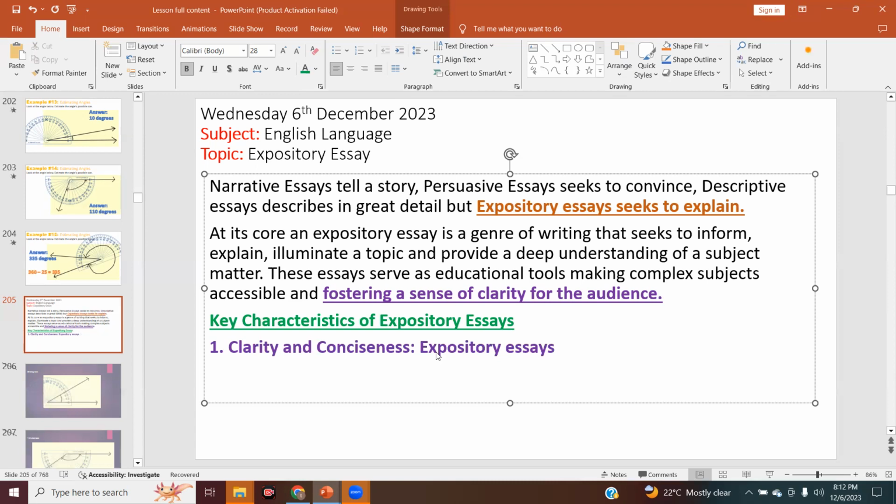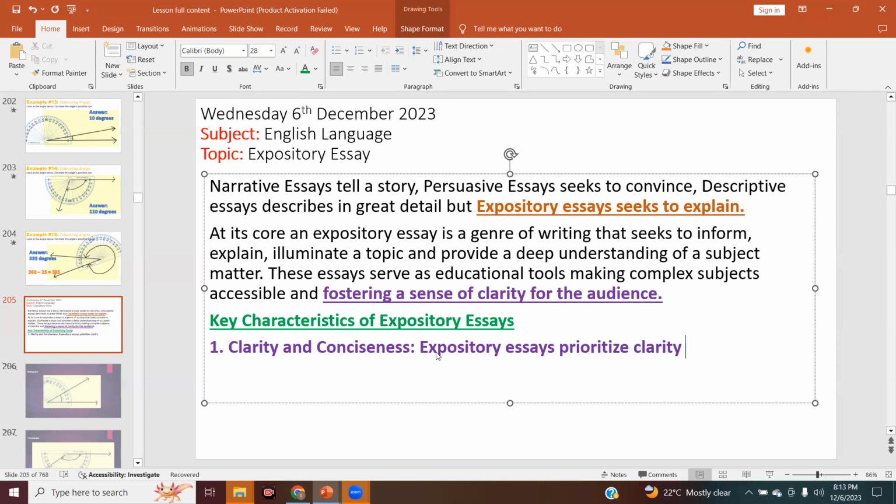We don't try to be figurative. We don't try to use nuance and double meaning. No, we just try to use standard English. This is what it is. This is how we explain it. So expository essays are typically formal writing, not informal, because that's just the style and the framework that we're working under.